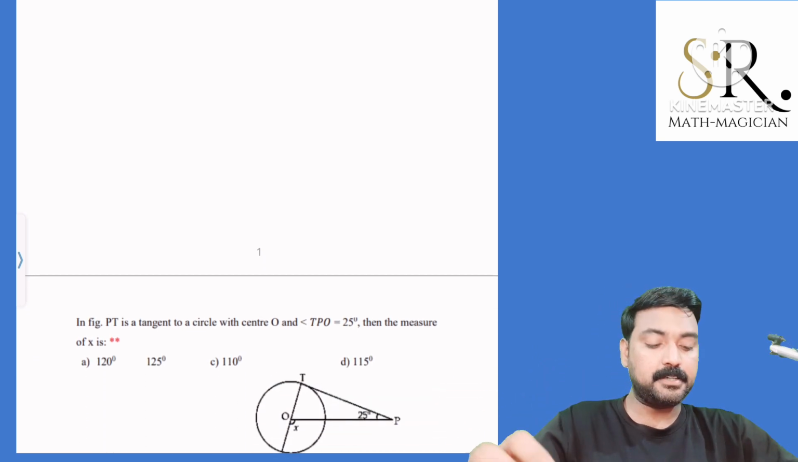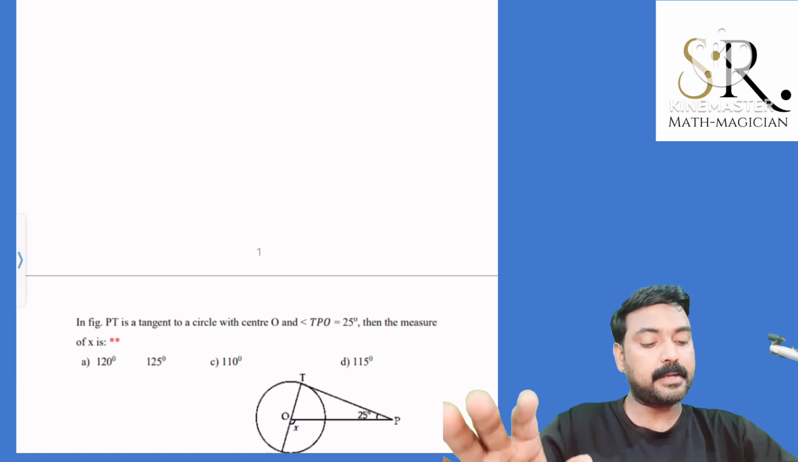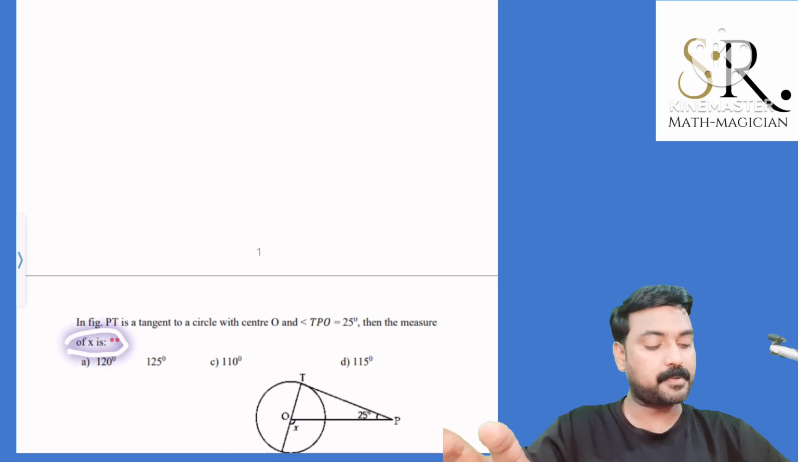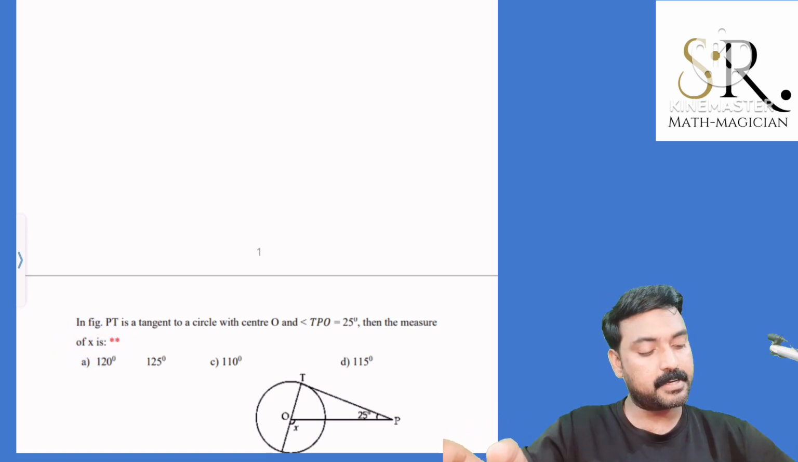In the given figure, PT is a tangent to a circle with center O and angle TPO is equal to 25 degree. Then the measure of X. Where is X in this figure? Yes, here it is X. We need to find this value.